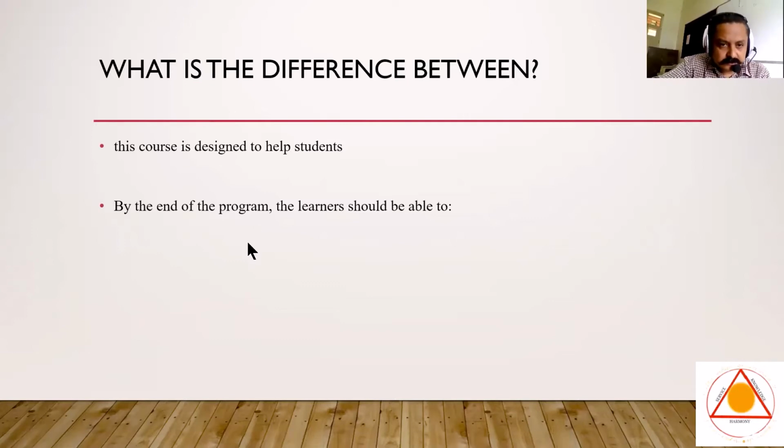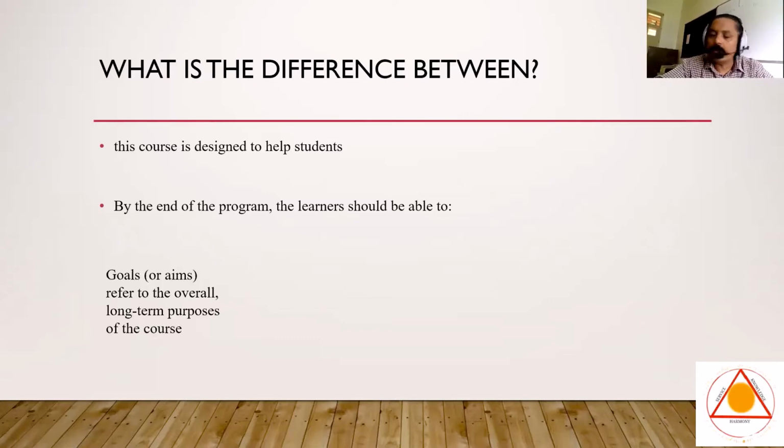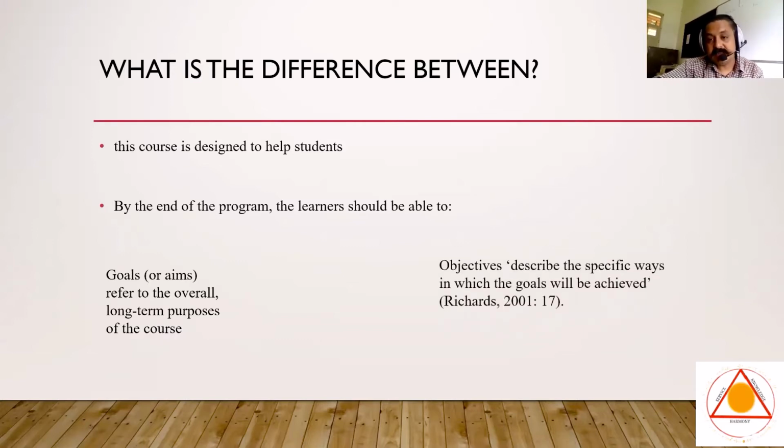Look at this, the definition of goal or aims of a course. It refers to the overall long-term purposes of the course. The first sentence reflects that. We'll try to write some of the goals, and if a goal is given, how to write an objective. We'll try to understand that. And the objective is the way to describe the specific ways in which the goals can be achieved, right? So the goal is to go to Baroda. How I am going, the description of that is an objective.